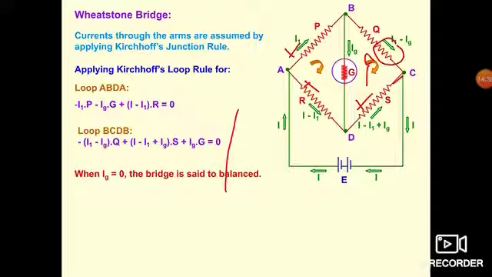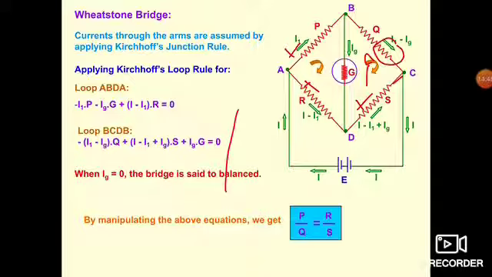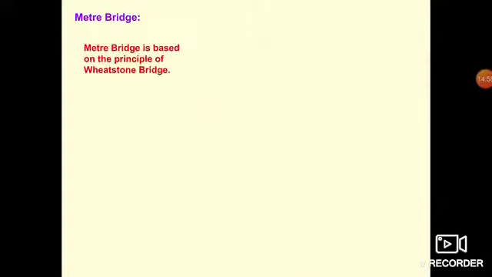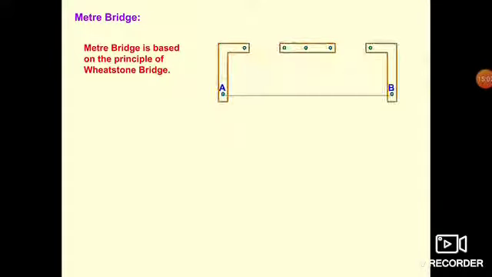So we have assumed that IG is not flowing. If we put this in the above two equations, the IG terms will be 0, and if you divide the first equation by the second equation, you will get P by Q is equal to R by S. Now there is the meter bridge. Its working is based on the advanced application of the Wheatstone bridge. The meter bridge is based on the principle of the Wheatstone bridge, that is P by Q is equal to R by S.